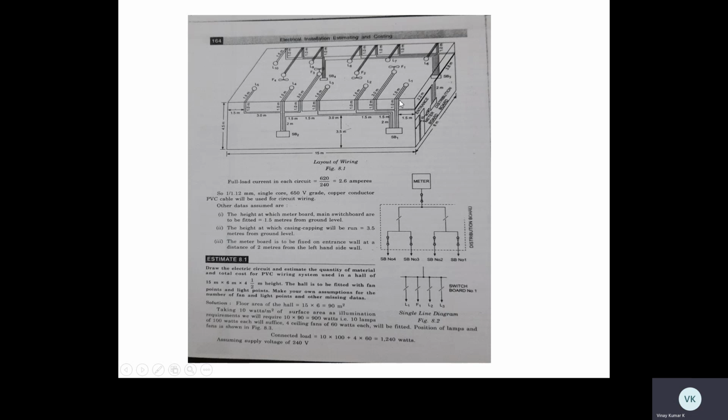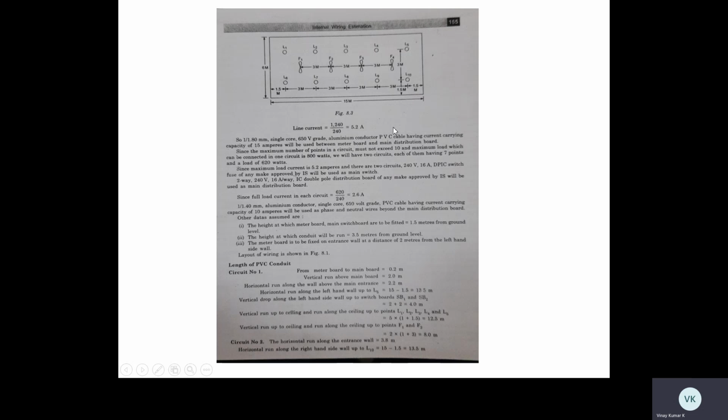This is about phase. Then what about the neutral? From the distribution board, a neutral wire goes to lamp 1, and one more neutral goes to fan 1, and the other neutral goes to lamp 2, the neutral goes to lamp 3, the neutral goes to fan 3, the neutral goes to lamp 4, the neutral goes to lamp 5, and the neutral ends here. From here the phase is given to SB2, and from SB2 the phase is given to lamp 4, phase is given to fan 3, and the other phase from SB1 gets connected. This is how we need to make the proper wiring.